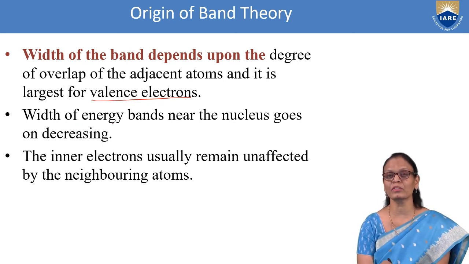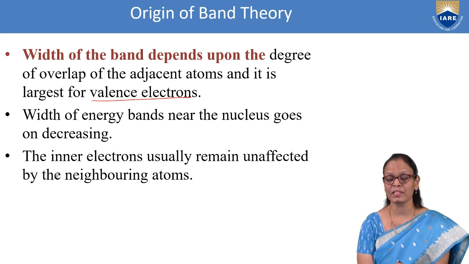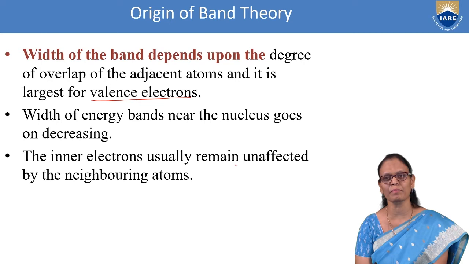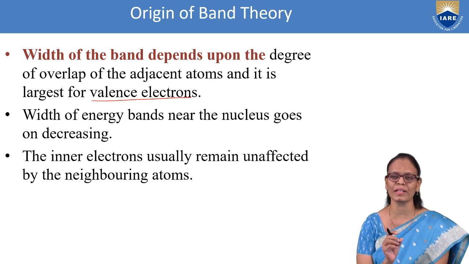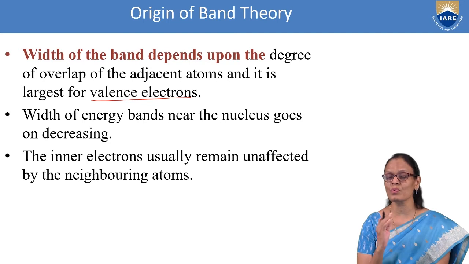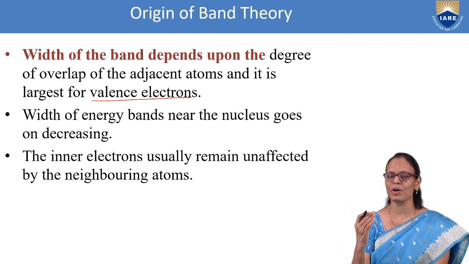So the width of the energy bands near the nucleus goes on decreasing, whereas the inner electrons usually remain unaffected by the neighboring atoms. Because if you are talking about the inner electrons, they are very close to the nucleus, they are attached to the nucleus, and they remain unaffected. Those who are getting affected are the valence electrons, or the electrons which are there in the outermost orbit. They are undergoing this overlap with the neighboring atoms, and so their energies vary.